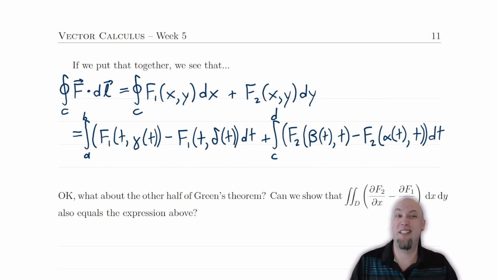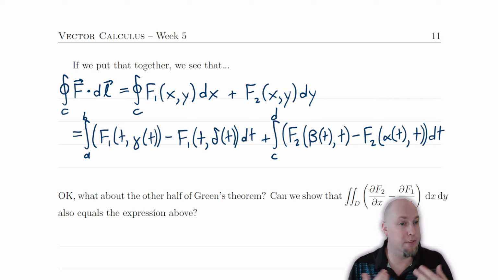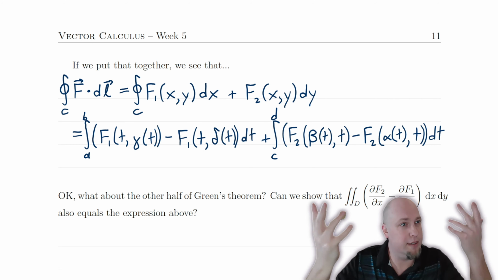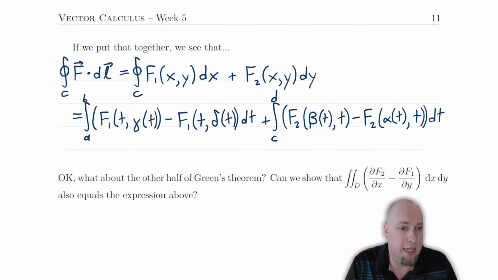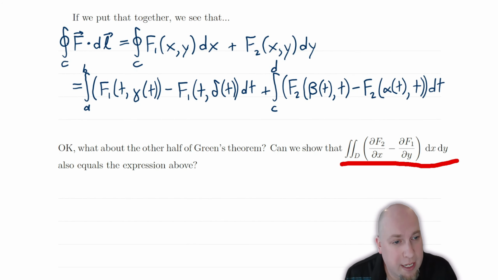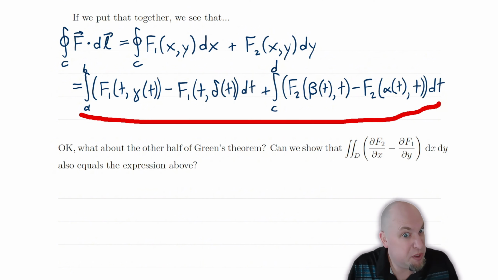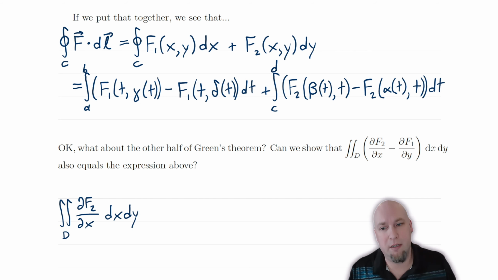If I could show that the double integral over the region equals the exact same thing, then yay, I'm done. I've got Green's theorem, right? I've got left-hand side equals right-hand side. Okay, so now that's what I'm going to try to do. I'm going to switch gears and say, okay, this double integral here, can I show that it equals this exact same expression? Hope so. That'd be nice. Okay, so let's try to do that.